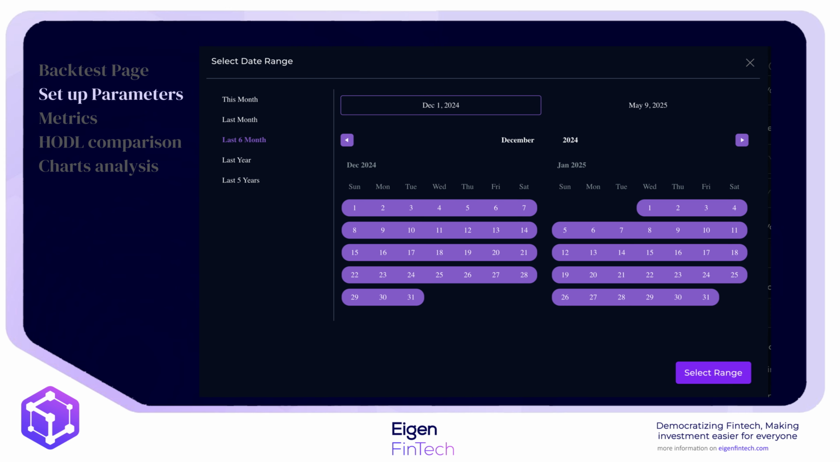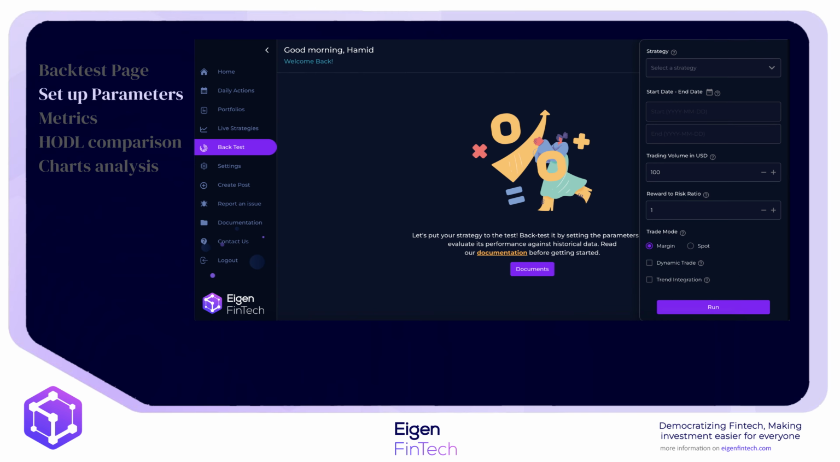Pro tip: try testing the same strategy across different market phases to see if it's robust or only works in certain conditions. Here's where things get really interesting. These settings let you simulate exactly how you trade. Trading volume. This is your imaginary starting bankroll. Putting 100 here means we'll calculate all profits over losses as if you'd traded with 100.